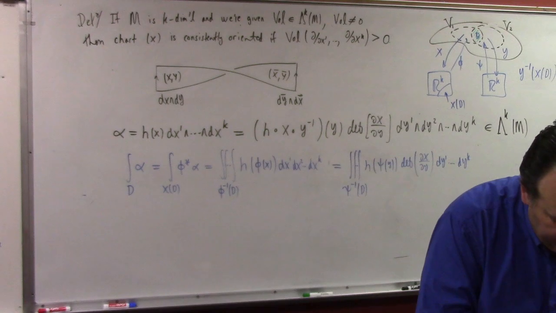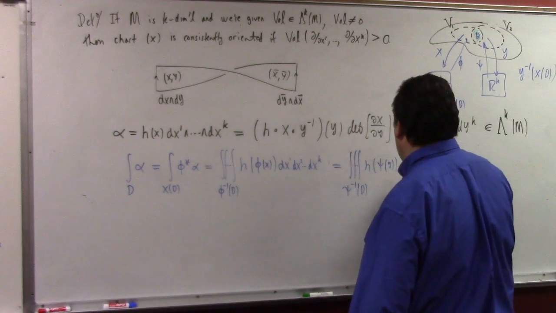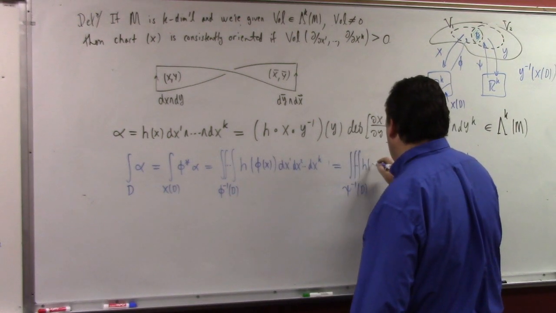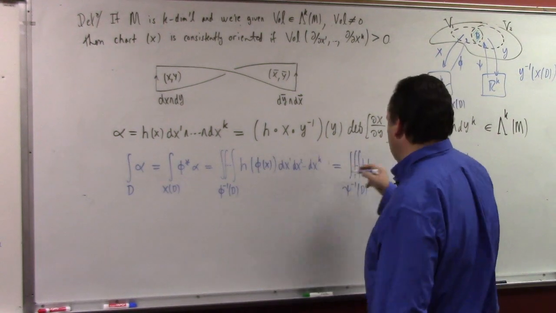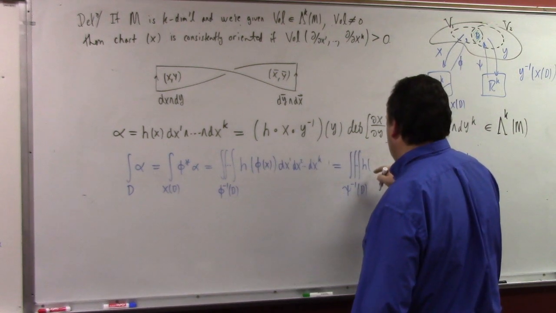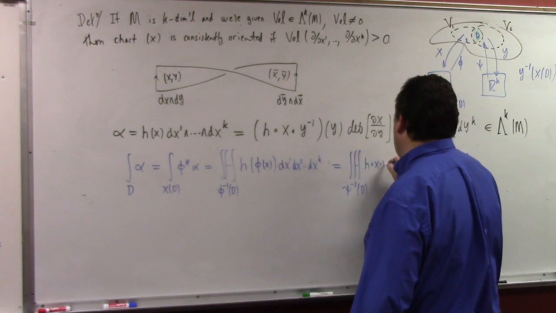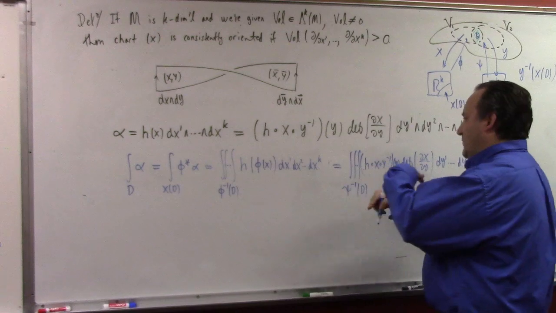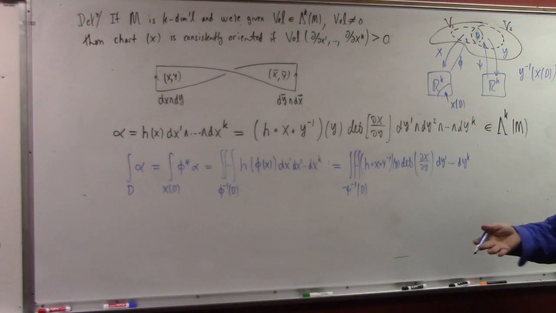I wrote it in the notes as h composed with x composed with y inverse of y. Fine. I should write this as h composed with x composed with y inverse of y. That's just a fancy way of saying take the formula for h and rewrite it in terms of the y coordinate. It's making a substitution.